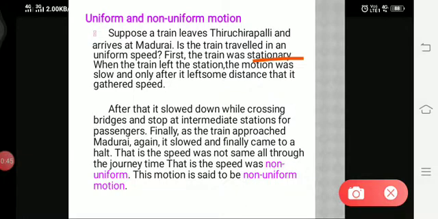When the train left the station, the motion was slow. Initially, when the train leaves, the motion is slow, and after some time it will gather some speed.